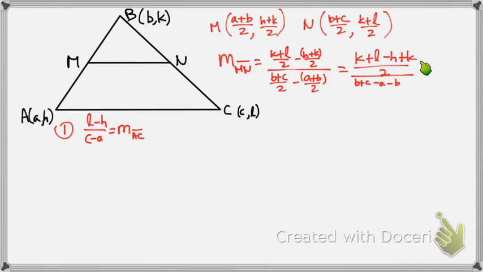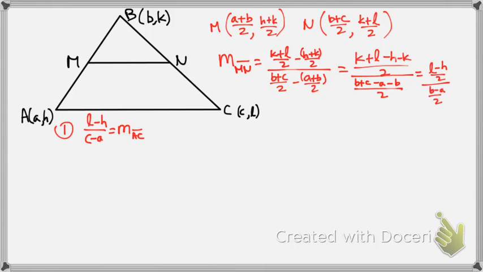Wait, I forgot something. That plus should be a minus, so let me erase that. There we go. Where was I? B plus C minus A minus B. Okay, that's good, all over 2. Let's simplify the numerator. So these k's will disappear, negative k, positive k. So I get L minus h over 2 all over B minus A over 2.